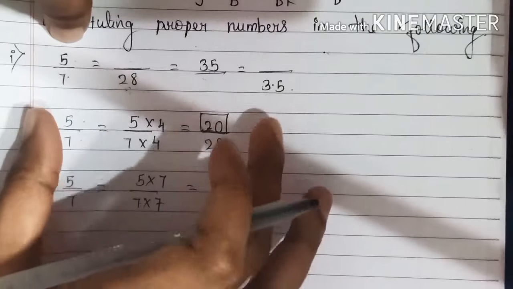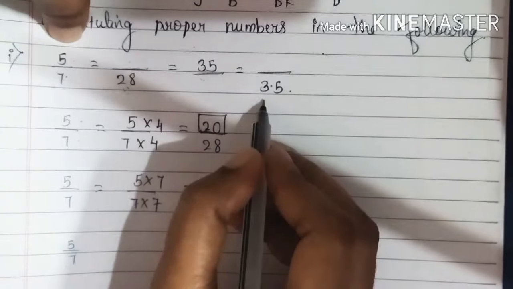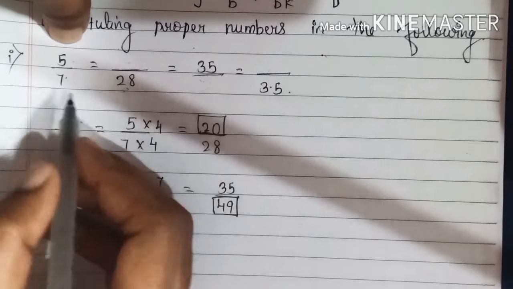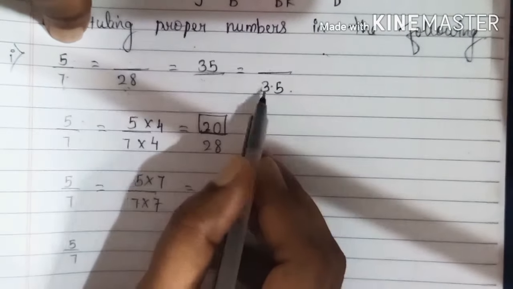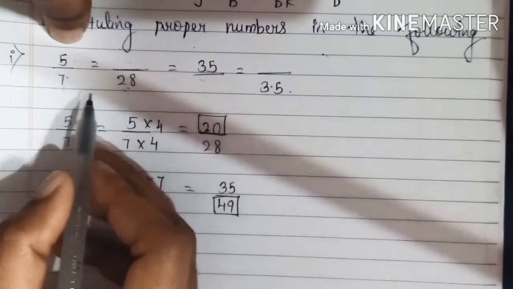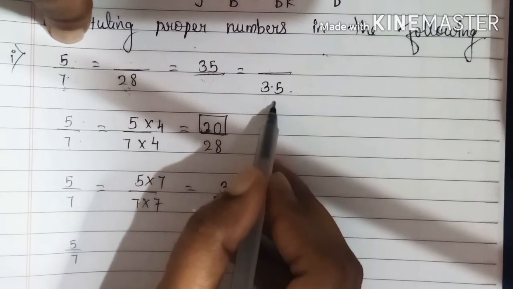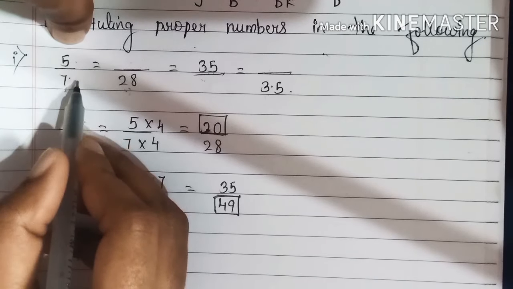Okay, in the third one we have 5 upon 7 and I want the denominator as 3.5. We know that the table of 7 consists of 35. 7 5s are 35. That means if I multiply 7 by 0.5, the answer will be 3.5. So I'll multiply numerator and denominator by 0.5.